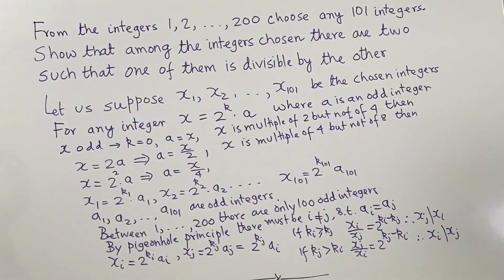So we see that the assertion that among the integers chosen there are two such that one of them is divisible by the other is true.